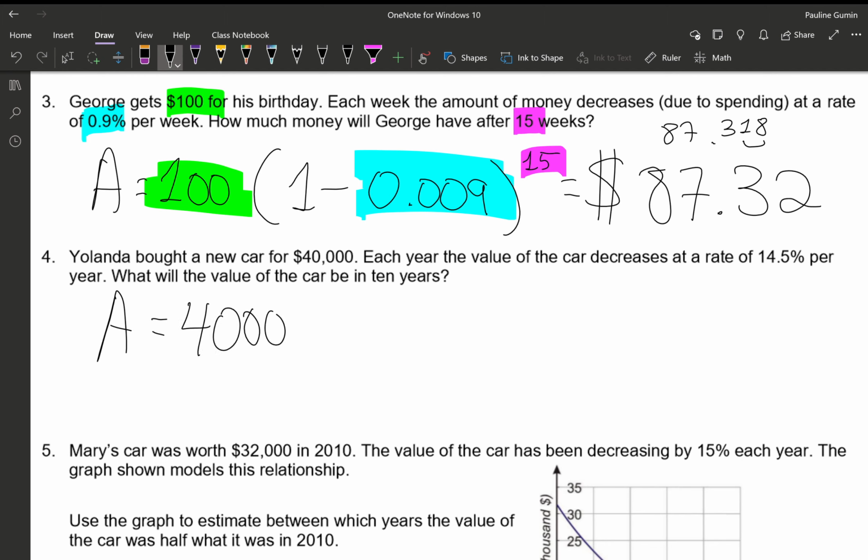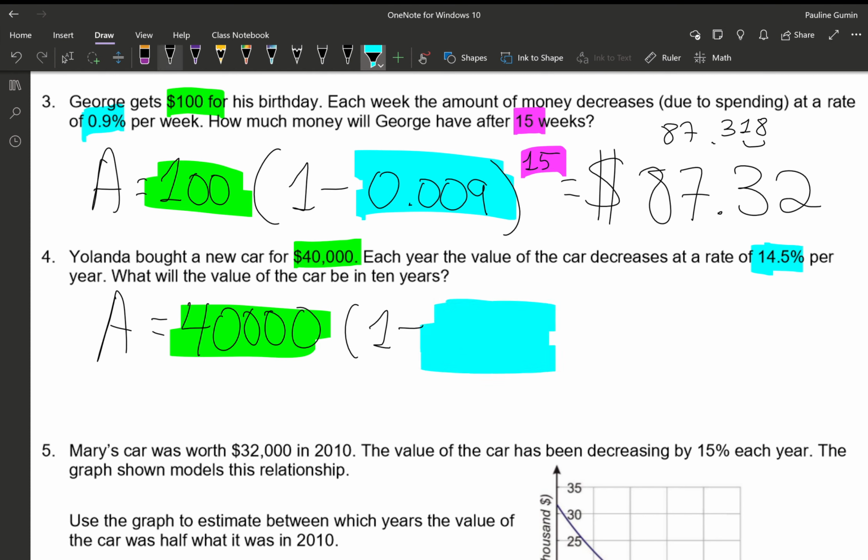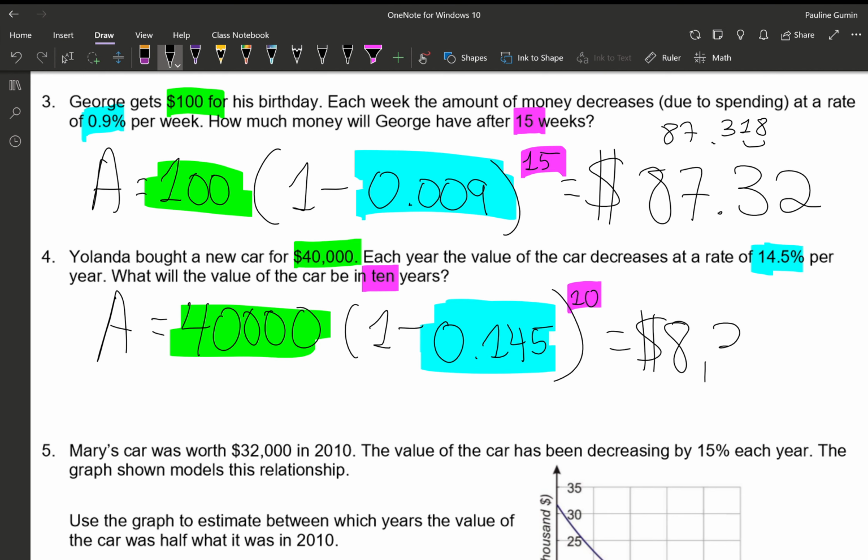So Yolanda starts off with $40,000. And the value decreases, so I'm subtracting. The rate is 14.5%. That's a little simpler to turn into a decimal, 0.145. And I'm raising it to the power of 10 because of 10 years. Plug that into my calculator, and we get $8,350.67.